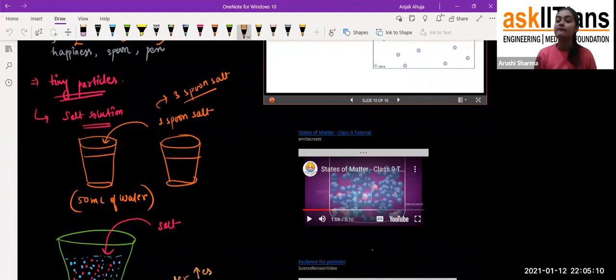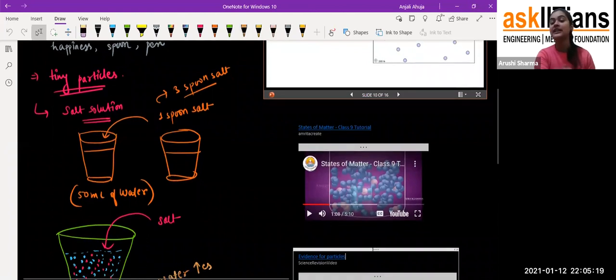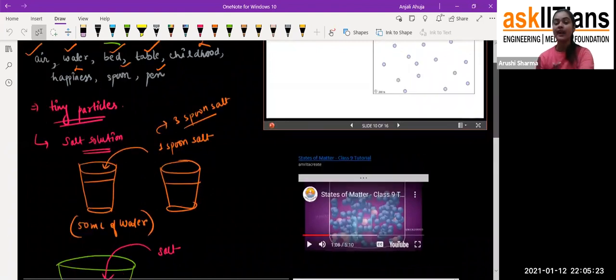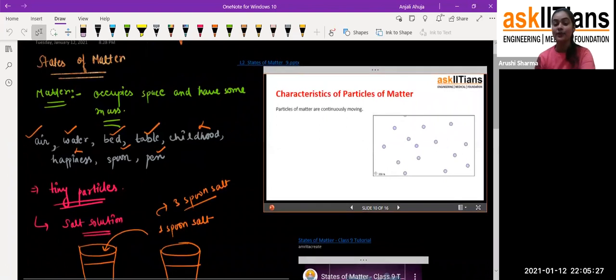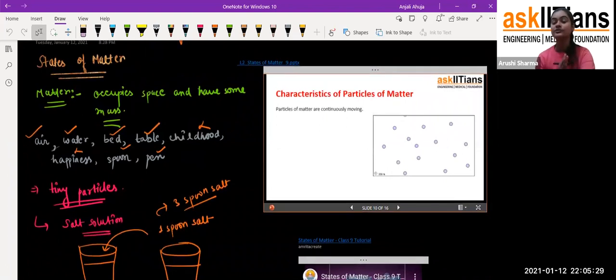The particles of matter attract each other. And what else, students? We have seen that the particles of matter have space between them, and we have seen the evidence of each and every thing. Even if after listening to me you still have any doubt, I have already given you so many things that you can do at your home and observe.